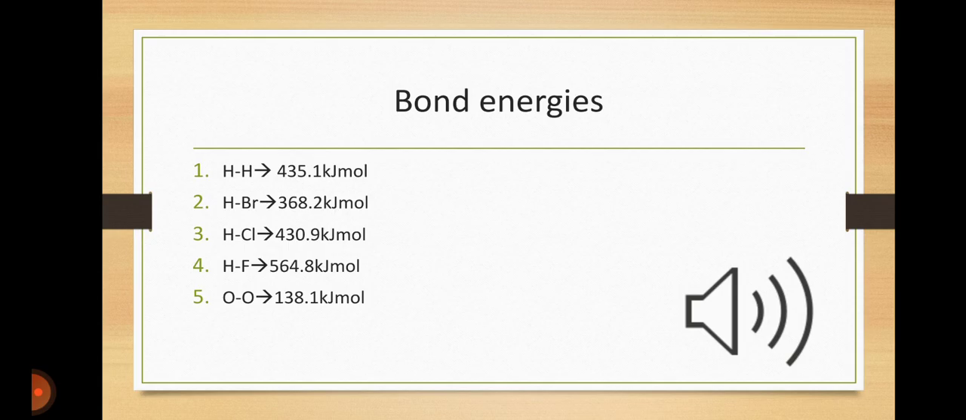So, on the basis of these values, we have to calculate the change in the enthalpy of the given reactions. In the problems, they may ask us to calculate the change in enthalpy of the reaction, or whether the reaction is exothermic or endothermic. To do this, we have to take the bond energies of the reactants and the products, and then calculate the change in enthalpy of the reaction.